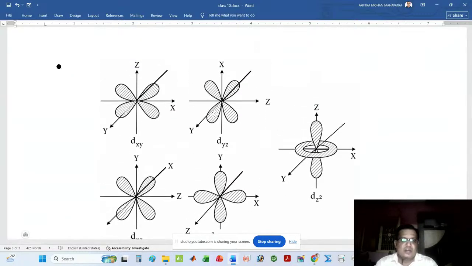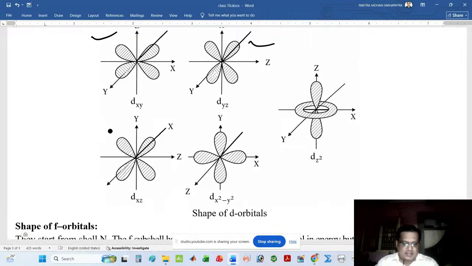This is your dxy, this is your dyz, this is said to be dxz, this is said to be dx square minus y square, this is said to be dz square.